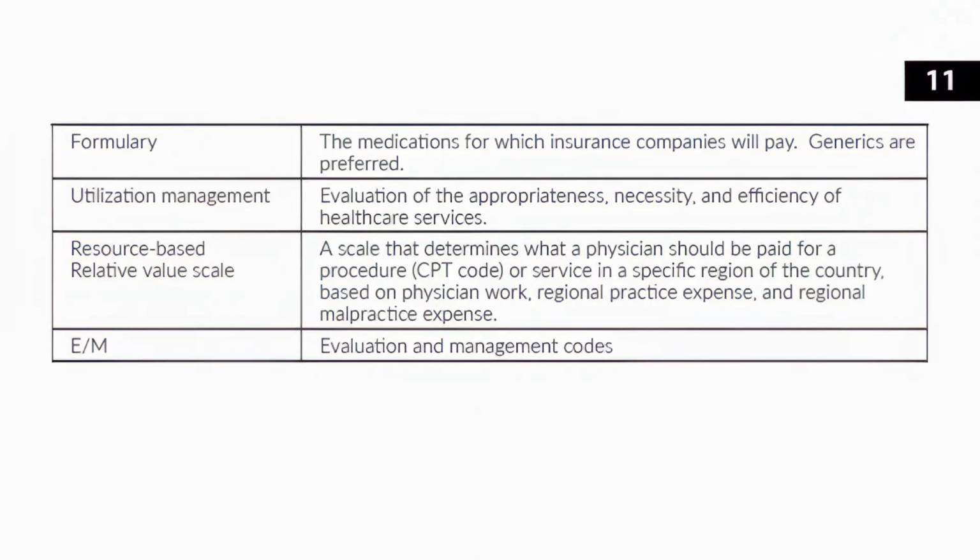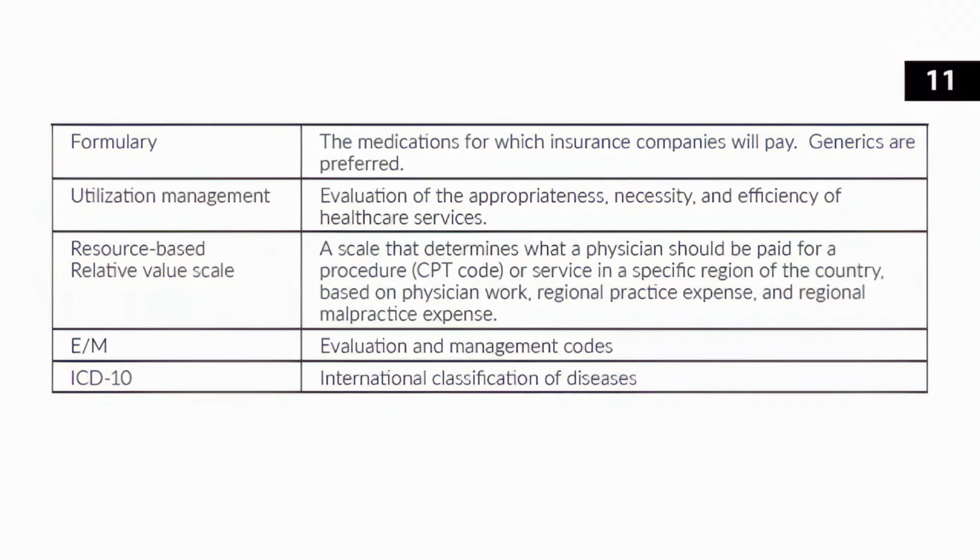Evaluation and management codes, or E&M codes, are numeric codes that communicate a level of care provided to the patient so that the physician can be fairly and adequately compensated. For example, a simple outpatient clinic visit, a physician might document the visit as a 99212 code. For a complex outpatient clinic visit, the physician might document the visit as a 99214 code.